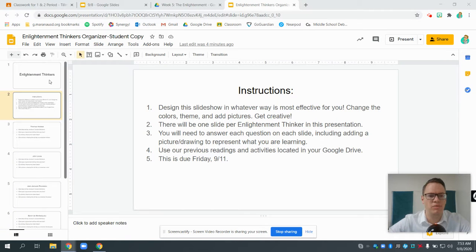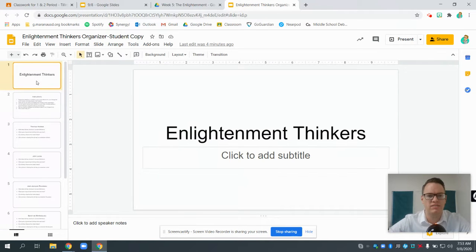We're going to talk a little bit about our next assignment that you're going to be doing during Flip Learning this morning and is going to be due on Friday. And that's an Enlightenment Thinkers Organizer. You can see in the top left, Enlightenment Thinkers Organizer is going to be it. You'll notice that it is really boring, which is a problem that you're going to get to fix.